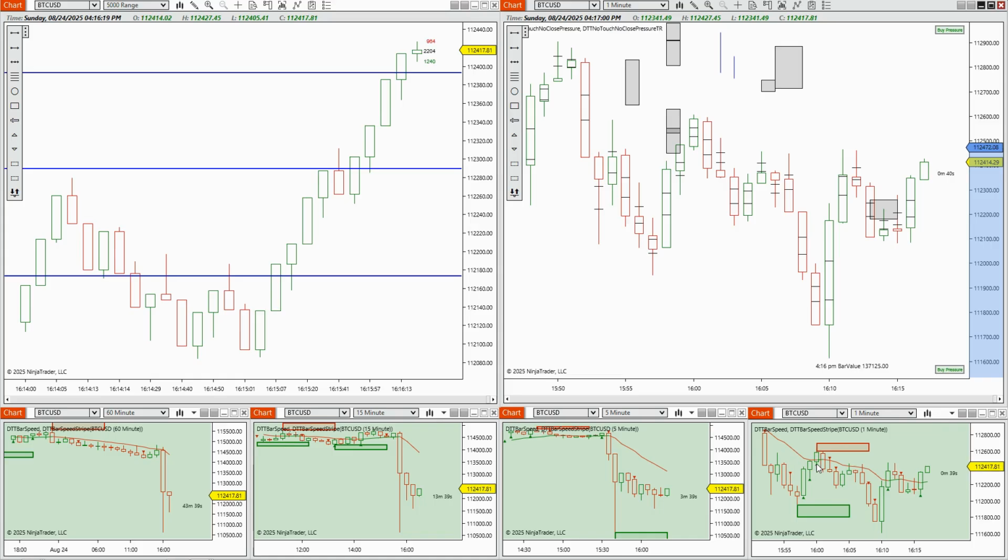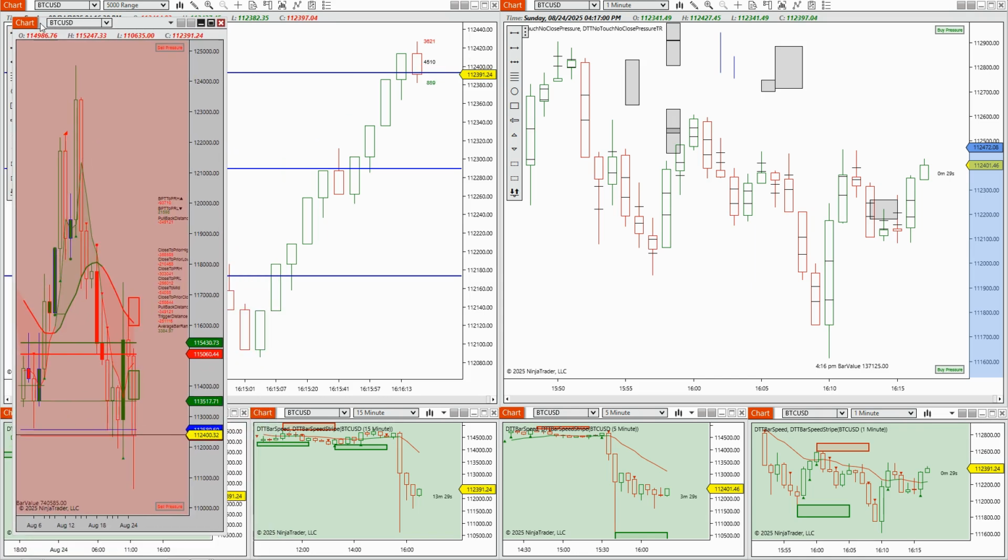Typically, when they hit your moving average, whatever weighted moving average you want to use, usually they'll rotate. Let me show you Bitcoin here on the daily so you can kind of get an idea of what's going on.